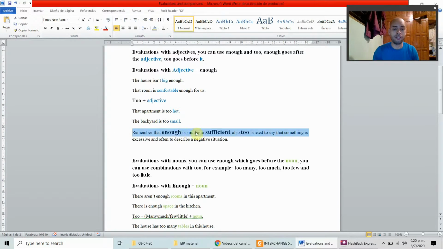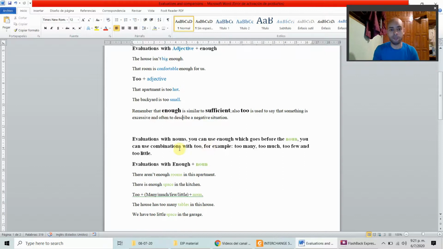Remember that enough is similar to sufficient. They are synonyms. Also, remember that too is used to say that something is excessive, and often to describe a negative situation. The house is too big. It's in the opinion of the person that says that the house is very big for that person, and of course he thinks it's too big in a negative way. So it's often used to describe a negative situation, not always, often.